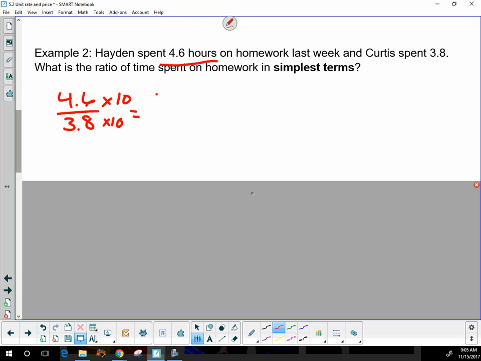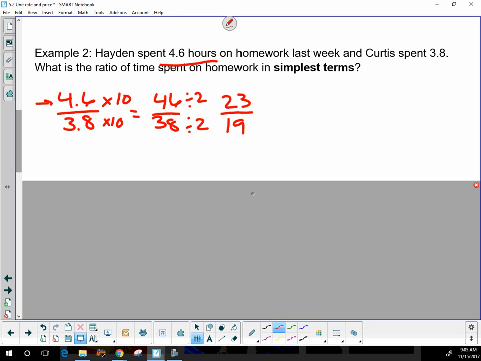I bump that decimal, you get 46 over 38. And there's not too much reducing here. I can see that they're both even. So I'm going to get 23 to 19. So for every 23 hours Hayden spends on homework, Curtis spends 19.